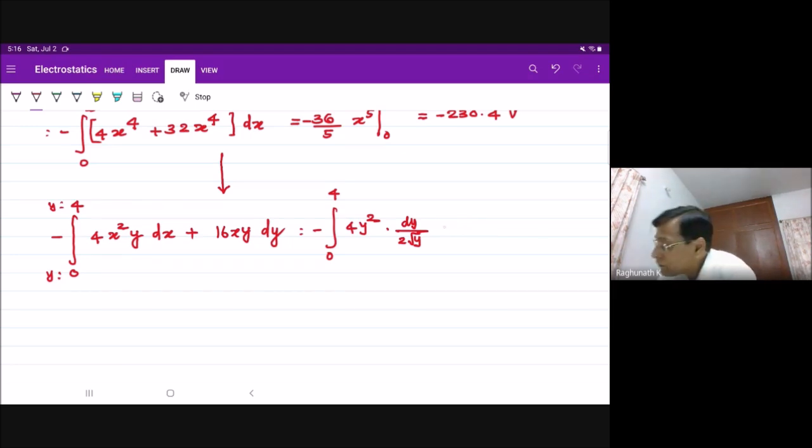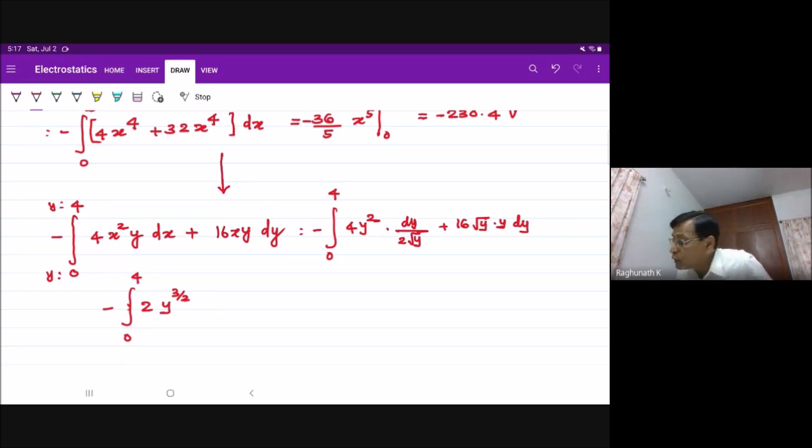Check first. Plus 16 root y into y dy. y is equal to x squared, x is equal to root y. This is together 2 y power 3 by 2 dy. Okay, I'll finally put dy. Minus integral 0 to 4, first one is 2 y power 3 by 2, second one is plus 16 y power 3 by 2 dy, because of which it is 18 y power 3 by 2 dy. Correct? Numerically correct?